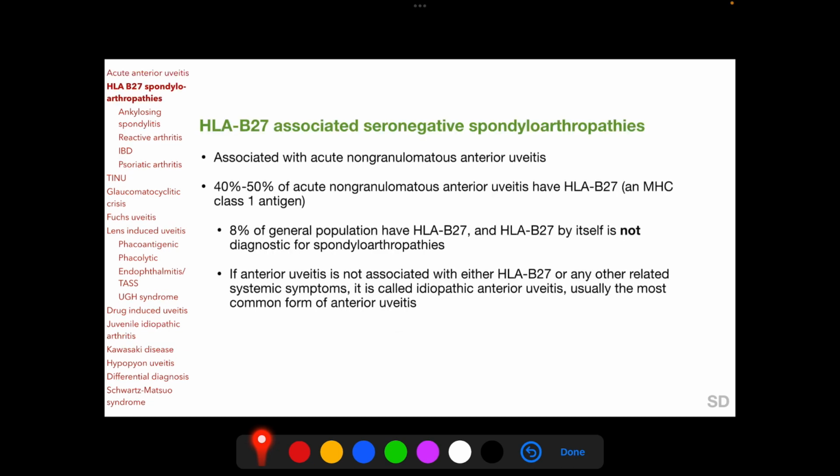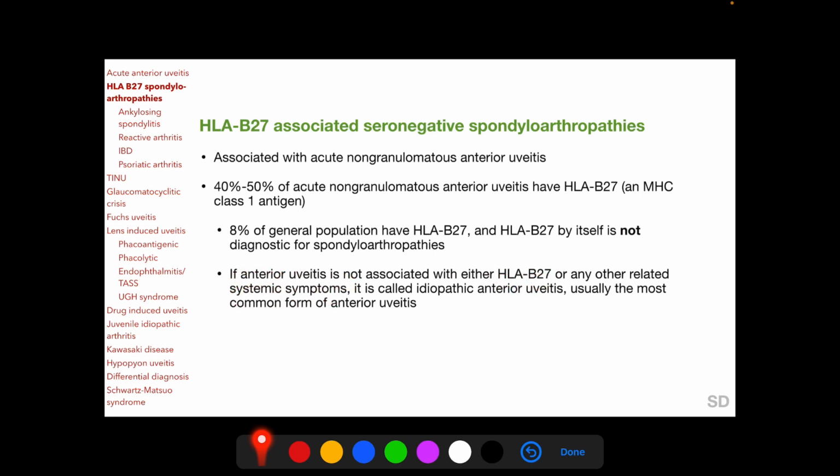Coming to HLA B-27 associated seronegative spondyloarthropathies, typically they are associated with acute non-granulomatous anterior uveitis, and 40 to 50% of acute non-granulomatous anterior uveitis have HLA B-27. Now 8% of the general population also have HLA B-27, and so HLA B-27 by itself is not a diagnostic marker for spondyloarthropathies.